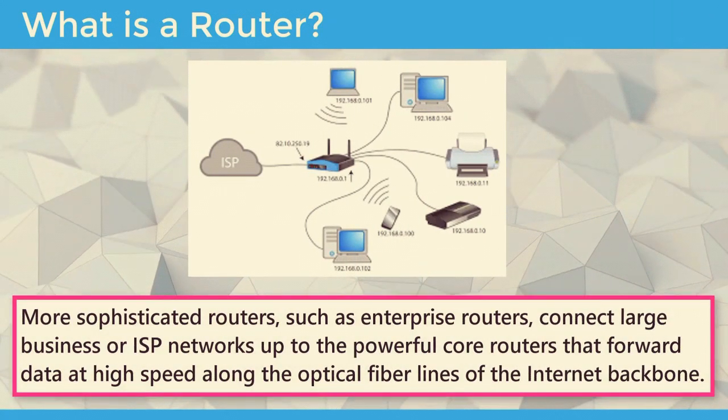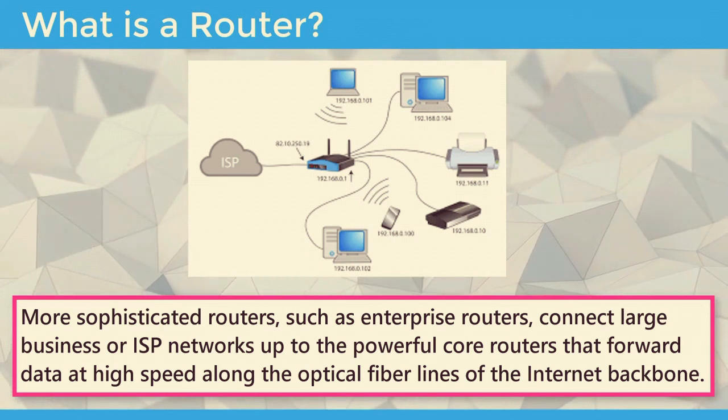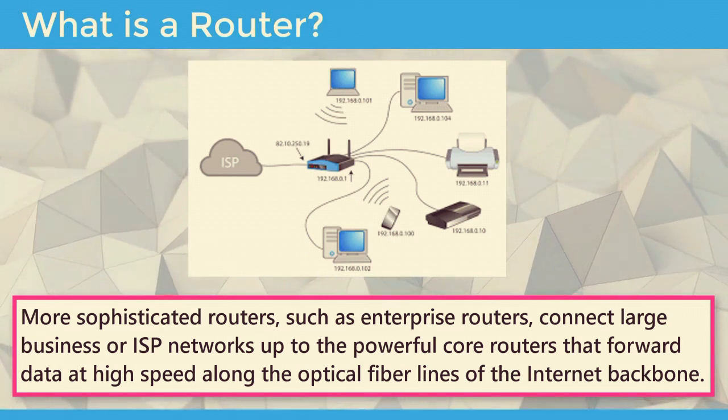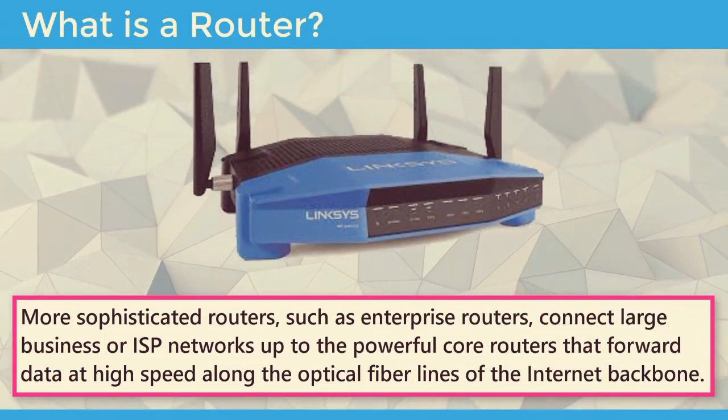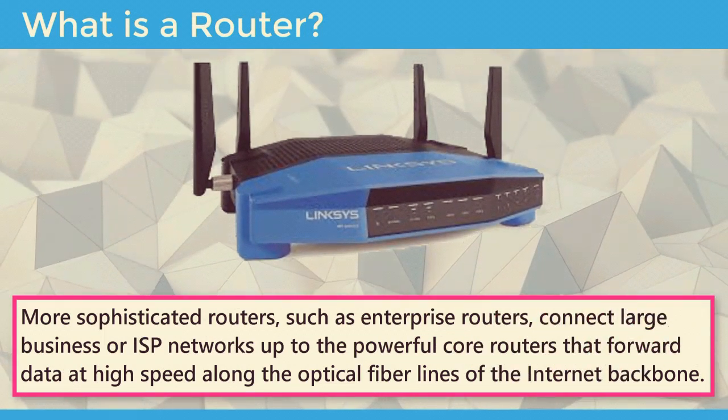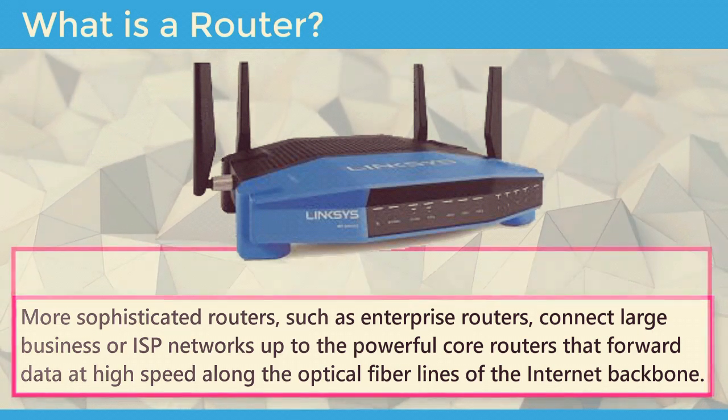More sophisticated routers such as enterprise routers connect large business or ISP networks up to the powerful core routers that forward data at high speed along the optical fiber lines of the internet backbone.